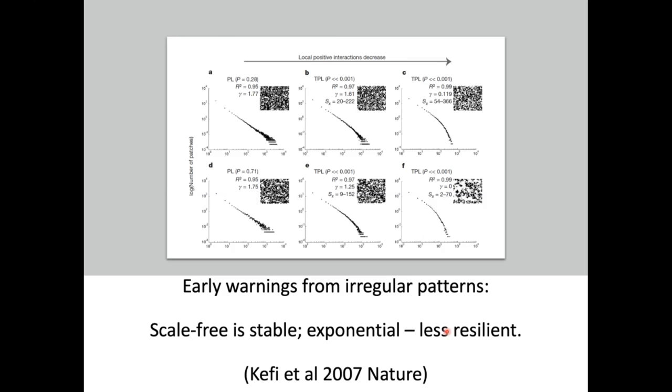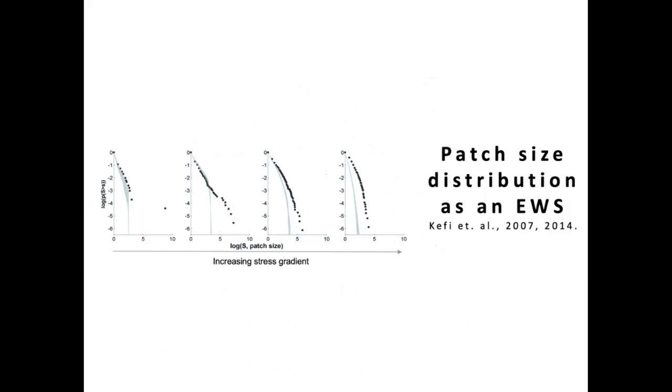So in this paper by Sonia Kefi and co-authors, they made the following claim. They said that if you observe a power law, scale-free clustering, such an ecosystem is a stable ecosystem. On the other hand, if you observe that the cluster sizes are not power law, but exponential, then they are more likely to be less resilient. So basically the argument was that you can use the cluster size properties to infer something about the resilience of ecosystems.